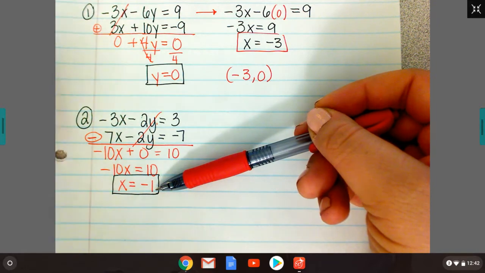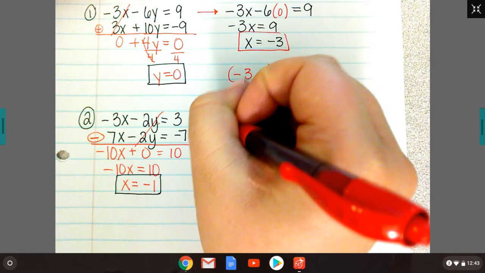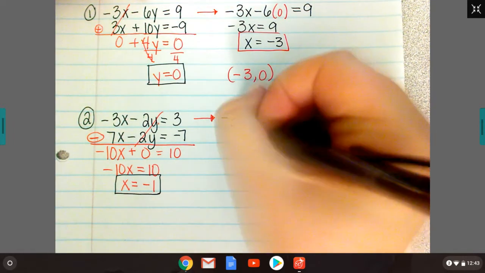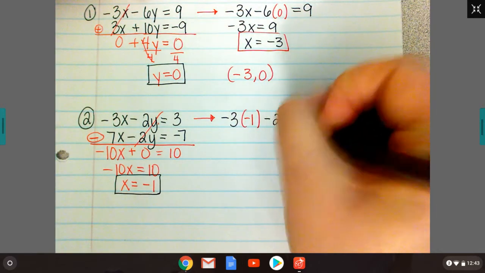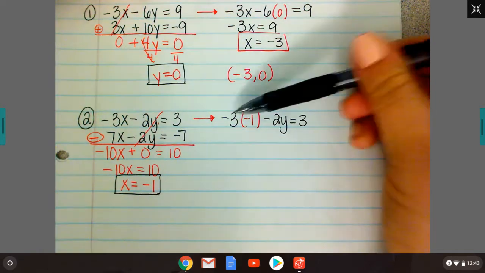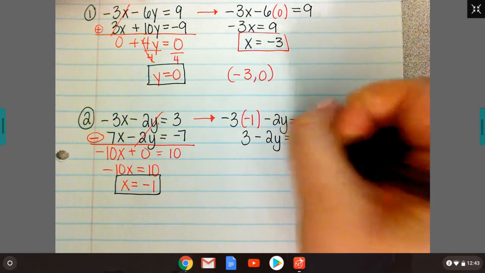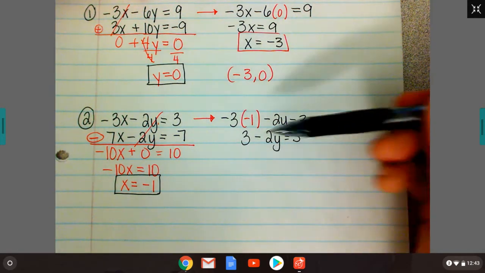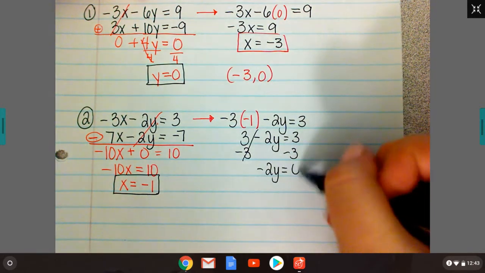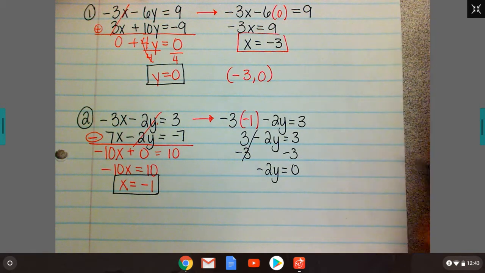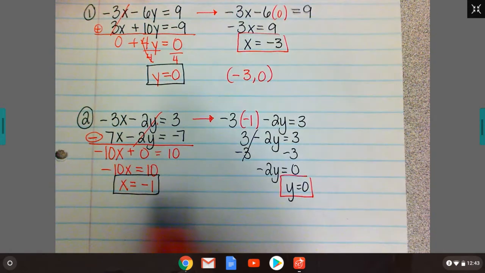Now that we've got the first, we can plug this negative 1 into either one of these x values. It does not matter which one. I'm going to put it in the first one. Negative 3 times x, which is negative 1, minus 2y equals 3. Do some simplifying here. Negative 3 times negative 1 is 3. Move that 3 over to the other side by subtracting it. And then divide by negative 2, we're going to end up having y equals 0. So I've got negative 1, 0.